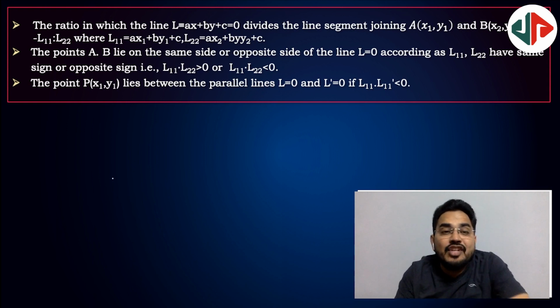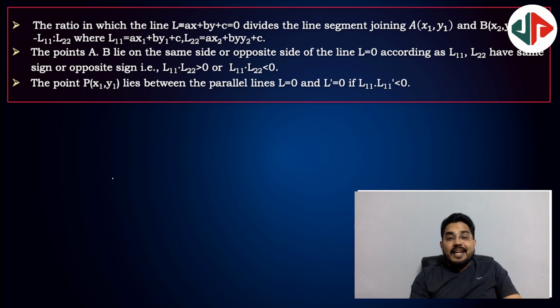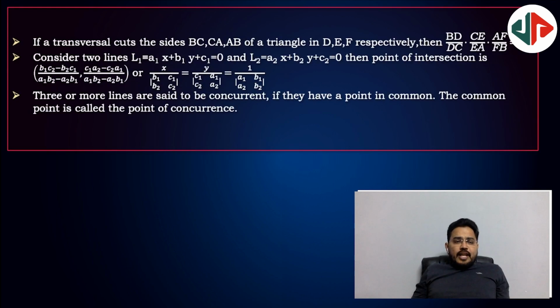Okay. So here in this page, the most important point is the line dividing (x1, y1) and (x2, y2) in the ratio of minus L11 is to L22. That is minus of (ax1 + by1 + c)/(ax2 + by2 + c). Here one extra minus has come, you need to take it. Okay? Right. Here three key points are there.